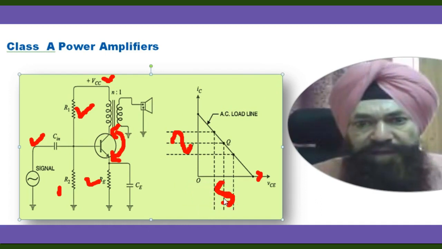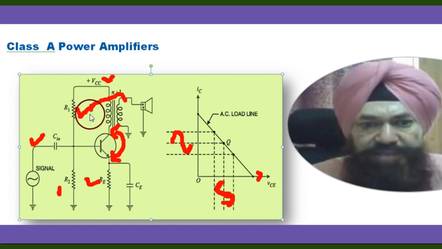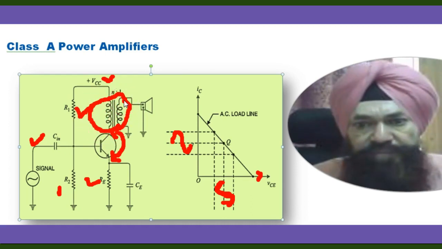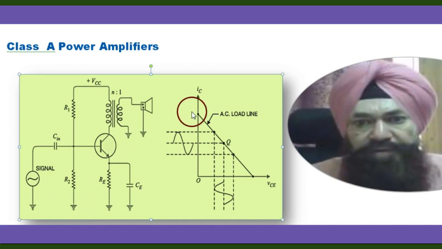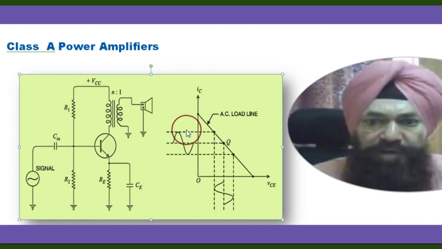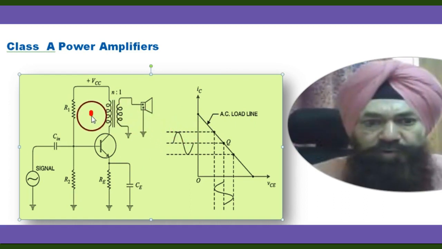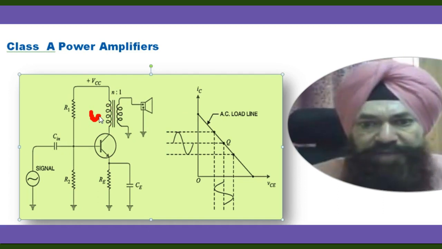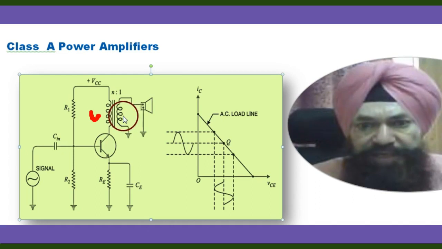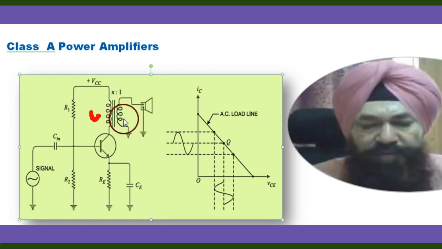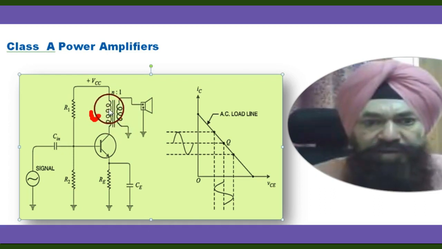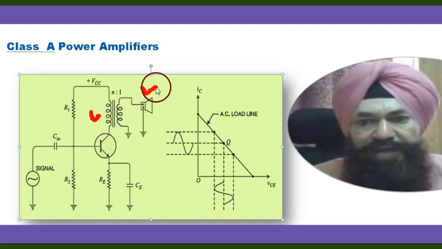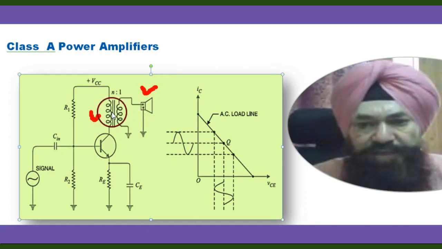Note that the collector has a transformer like this one. This transformer acts as a load, which is the most common for a class A power amplifier. The use of this transformer permits impedance matching, resulting in the transference of maximum power to the load. With the help of the transformer, we can transfer power from the collector to this device. So this is the function of the transformer as a load.